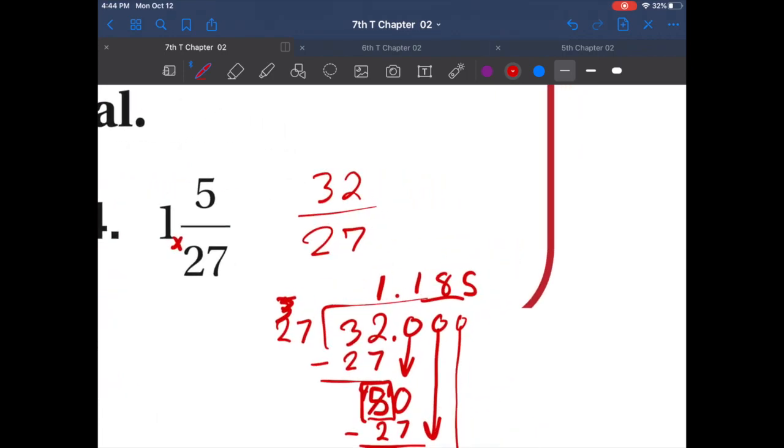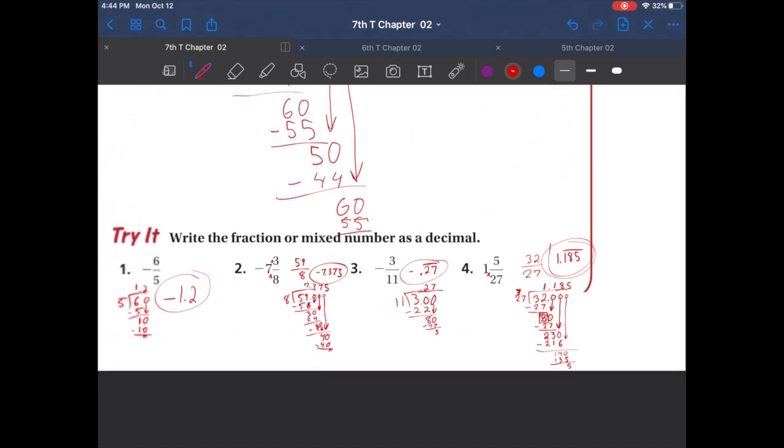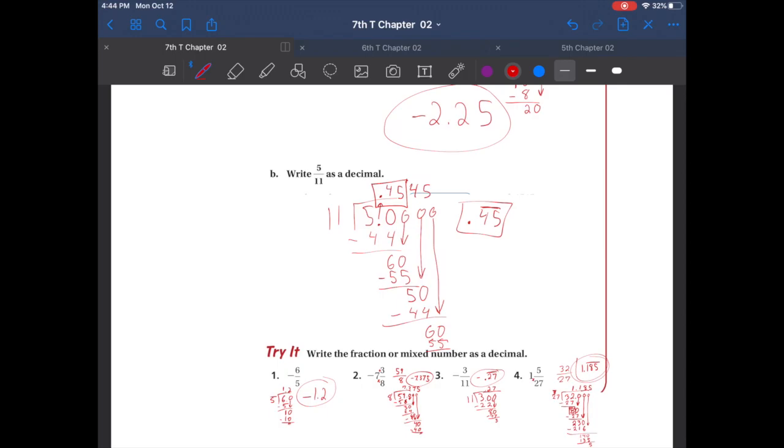So the answer for this problem, I figured out that this is repeating. So it's 1.185 repeats. And that is my answer. Ladies and gentlemen, this was example.